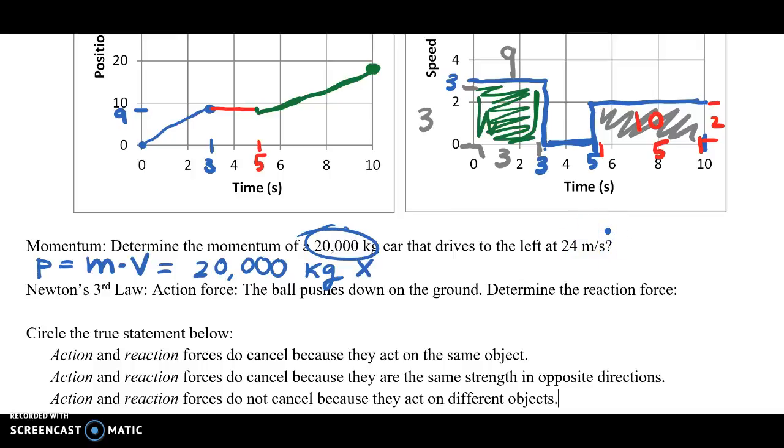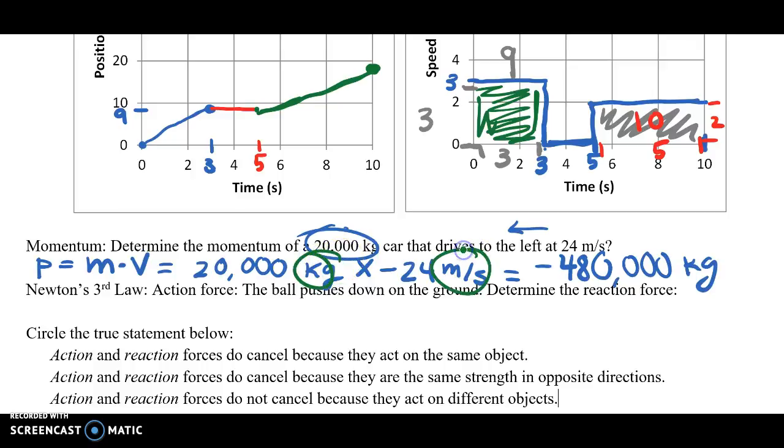In this problem, we have to pay attention to the direction for velocity. You're told that the car is traveling to the left. That means the velocity is negative. So you multiply by negative 24 meters per second. That will give you a negative value for momentum, so negative 480,000. And then units, you just have your units from your problem. We took kilograms and then multiplied it by meters per second.